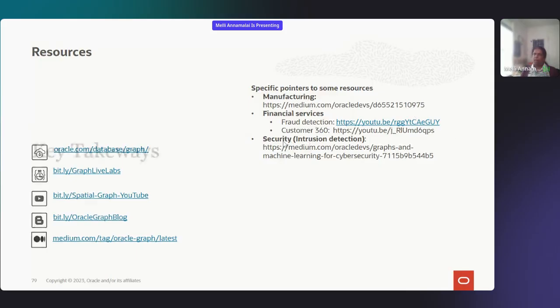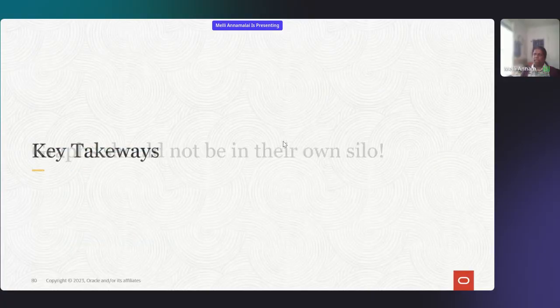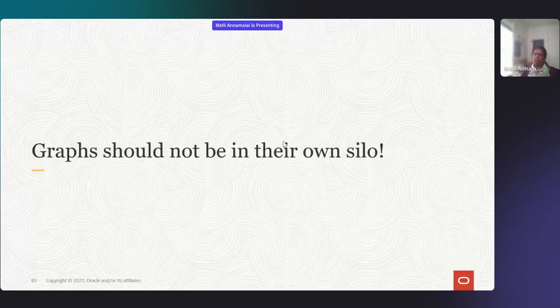And the key takeaway that I want to make is that graphs should not be their own silo. I think that is detrimental to the adoption of graphs. Graphs have to be integrated with other data management ecosystems, and the best data management ecosystem out there is a relational database. So that's really the best way to bring about widespread adoption of graphs.